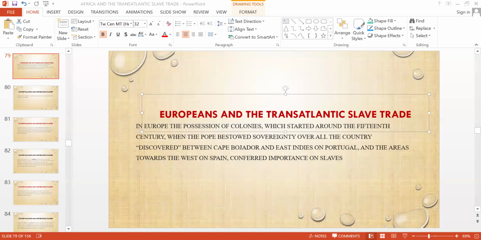So in Europe, we noted that the possession of colonies, which started also around the 15th century, when, for instance, the Pope.